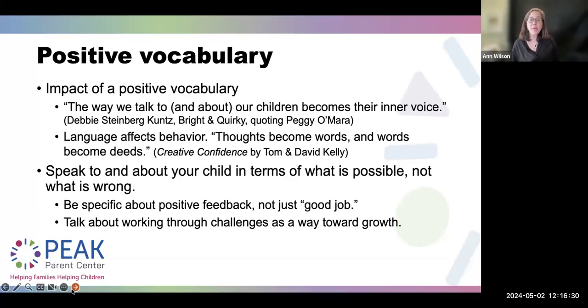Also, talk about working through challenges as a way toward growth. Sometimes when you're being evaluated a lot, you can start to fear making mistakes. So you want to make sure that our kids understand that we all have challenges and we have to work through them to learn more.